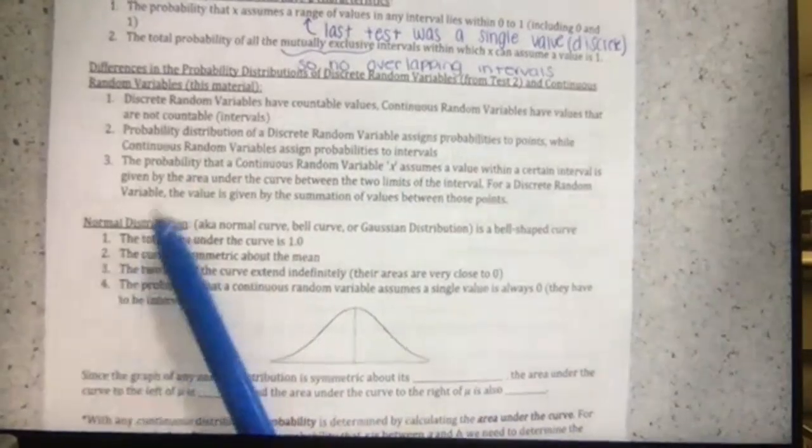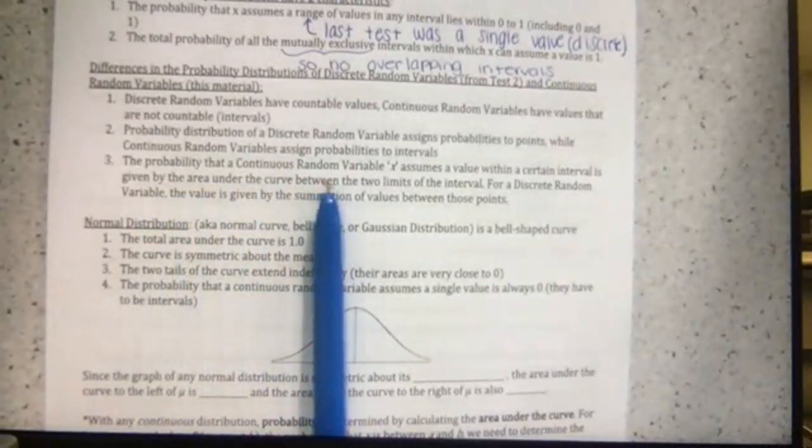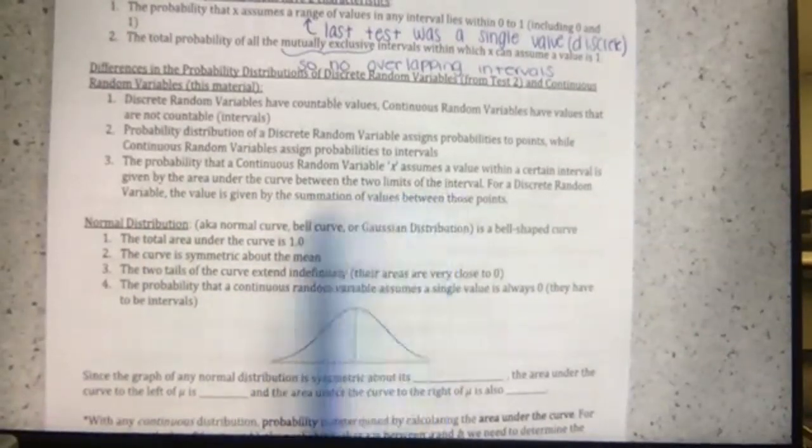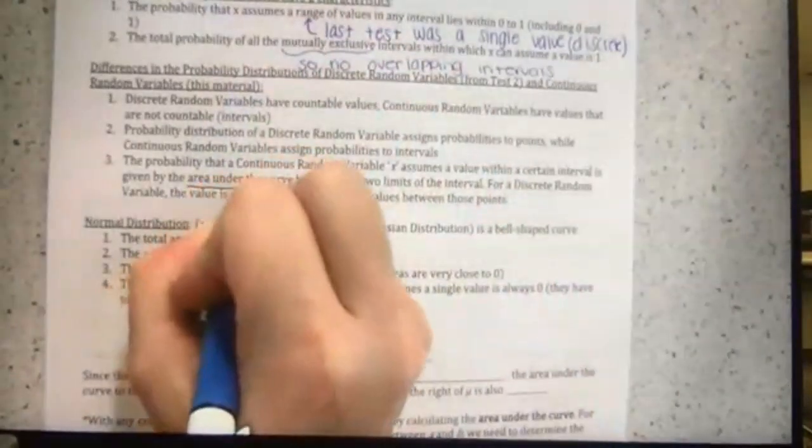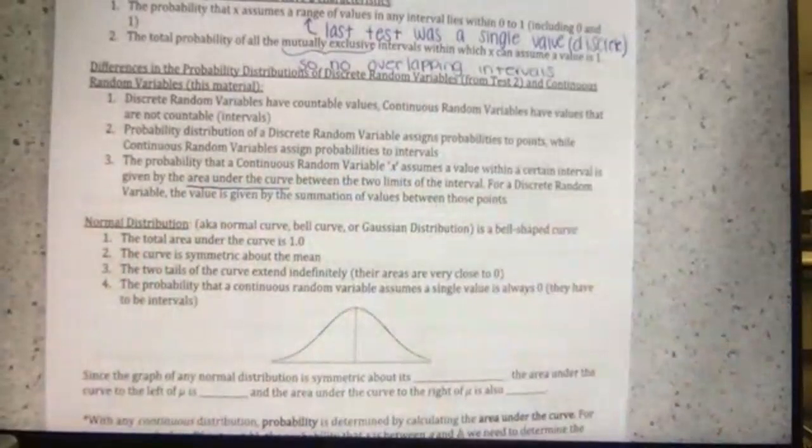So we're still talking about intervals versus points, discrete versus continuous. And then here is the big difference. The probability that a continuous random variable X assumes a value within a certain interval is given by the area under the curve, between the two limits of the interval. For a discrete random variable, the value is given by the summation of values. So that's what we talked about last test. We looked at the different probabilities and then we added them up to find the total probabilities. Now we're going to have an interval, so we're going to look at the area under the curve.